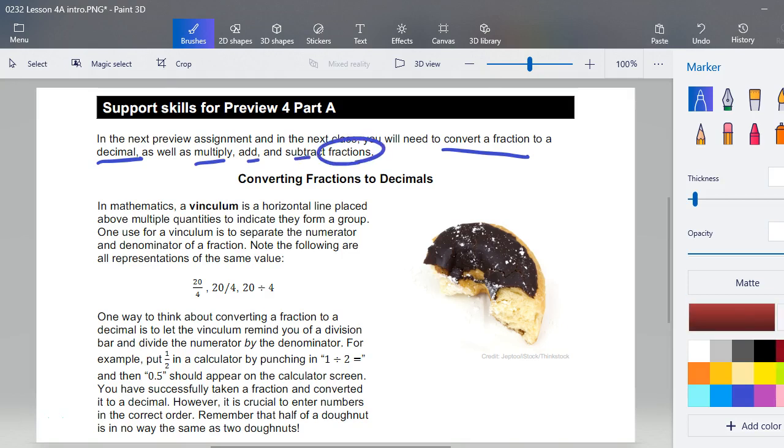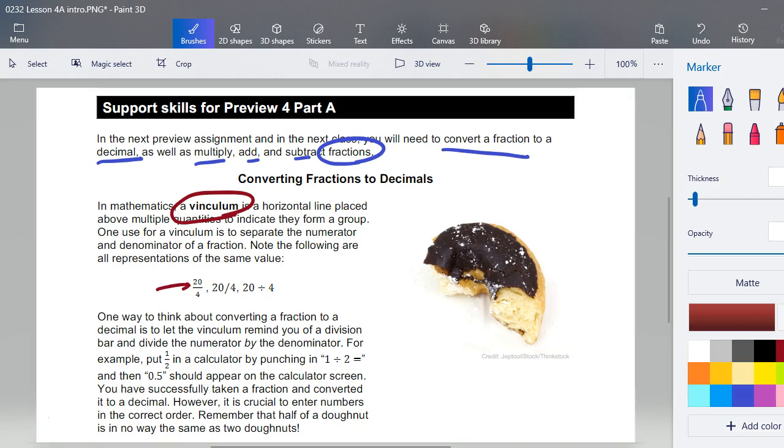So in mathematics, there is a thing called a vinculum, and it's a horizontal line placed above quantities to indicate that they're forming a group. And one use for this is to separate the numerator and the denominator of a fraction. So that thing right there is called, a fancy word, vinculum.